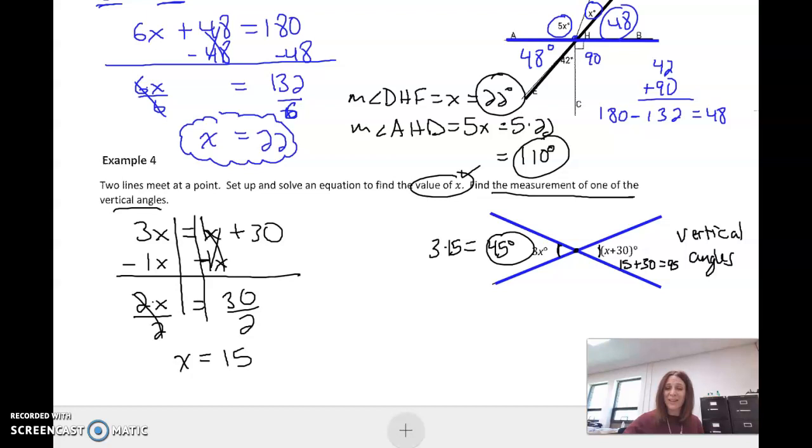All right, so don't panic if you see variables on both sides. Just subtract them off one of the sides so they can all be together on one side, and then just solve the equation like normal.